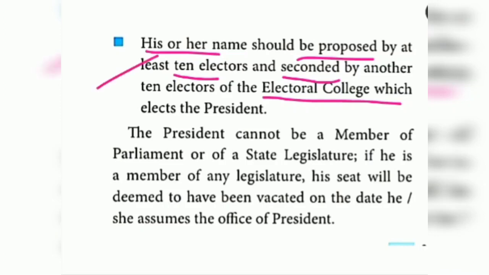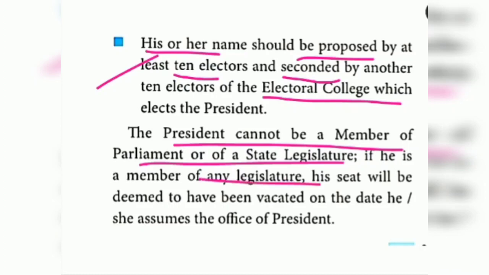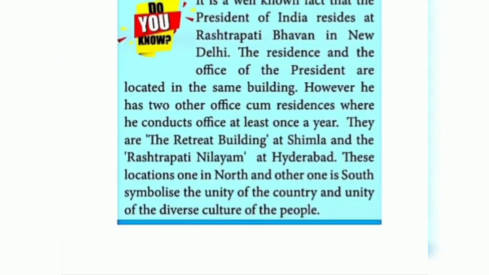Yes, that's the meaning. So the president cannot be a member of the parliament or any state legislature. If he is a member of any state legislature, what will happen? When he assumes the office of the president, his post will be vacated. In the sense, his post will be empty, like that we can consider, if he holds any office of the state legislature. So that's the meaning, children.